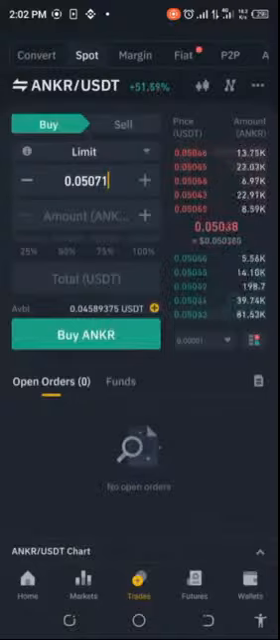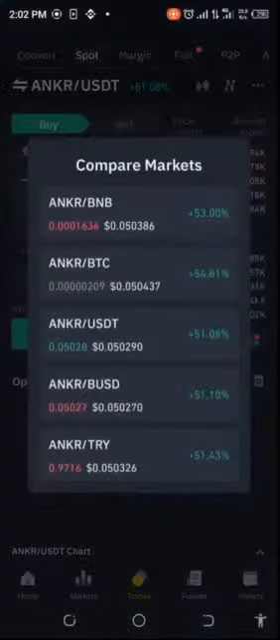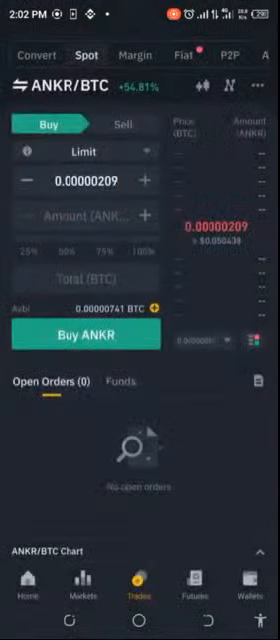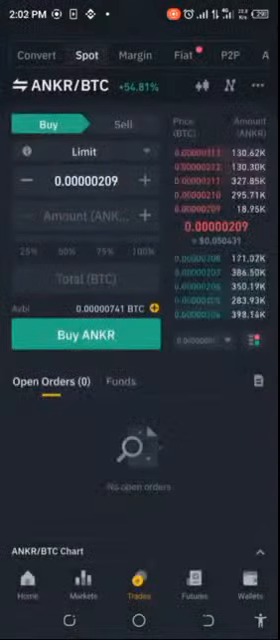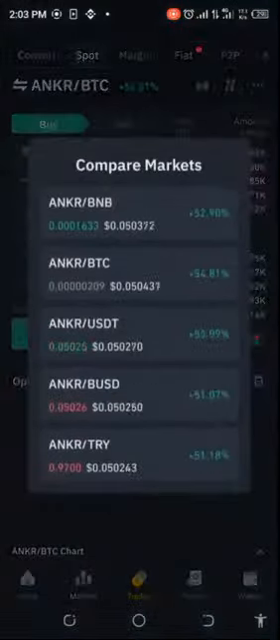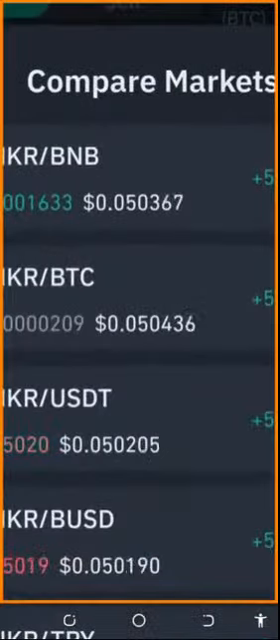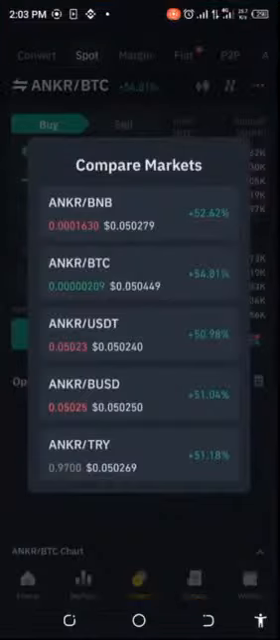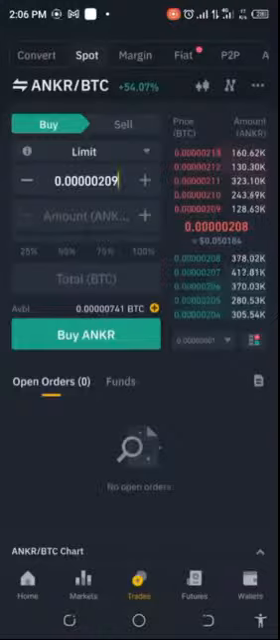Okay, so let's go to the compare markets and pick BTC. Let's check what it is because we want to make sure that we don't sell it at a loss. Okay, so it's currently on 0.504. I'm just going to wait a little for it to get to 0.510. Okay, once it gets there, I'll be back to place my sell. See you shortly.